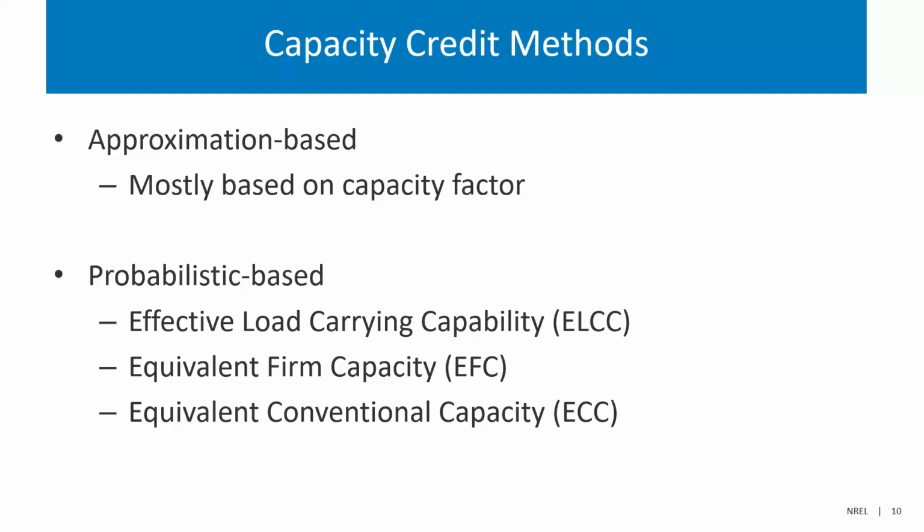All right, so there are two main classes of methods for calculating capacity credit. We're looking at approximation-based methods, which are usually used by system operators, and then the probabilistic-based methods, which are usually used by academia. However, a lot of system operators are starting to use or are looking into those methods. I'll go into a little more detail over the next coming slides.